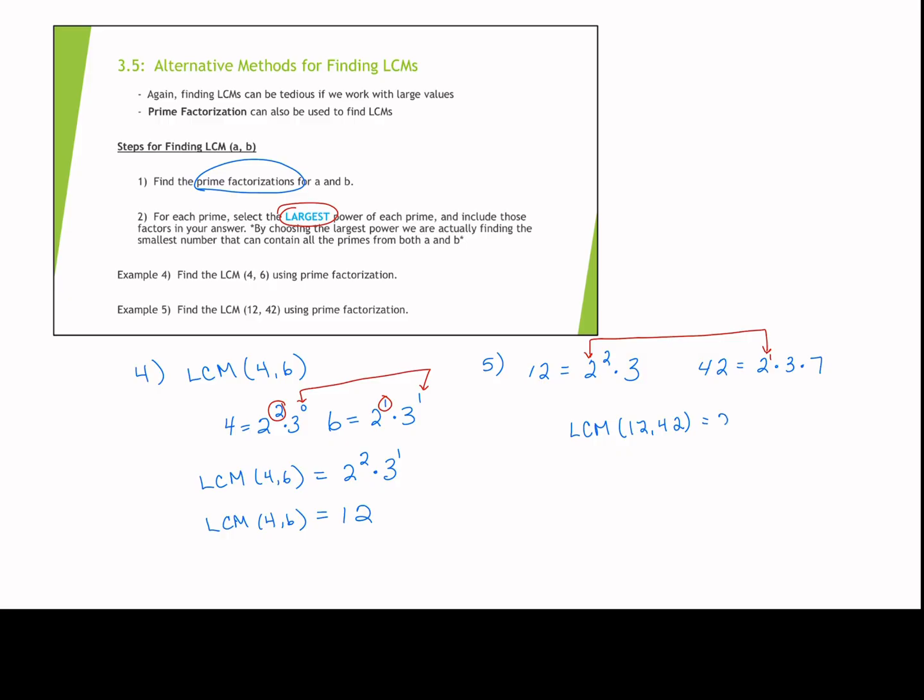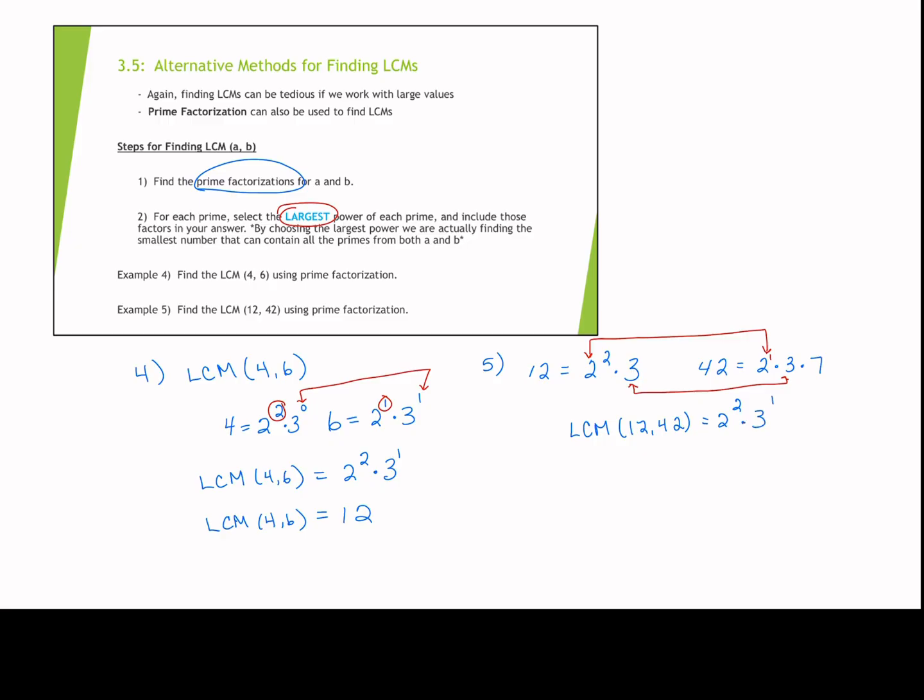So we have to have 2 to the power of 2 as one of our factors. Now, if we want to compare the bases of 3, we've got 3 to the power of 1 in both places. So if we want to pick the highest power, they're both the same. So we would say let's multiply that rather by 3 to the power of 1.